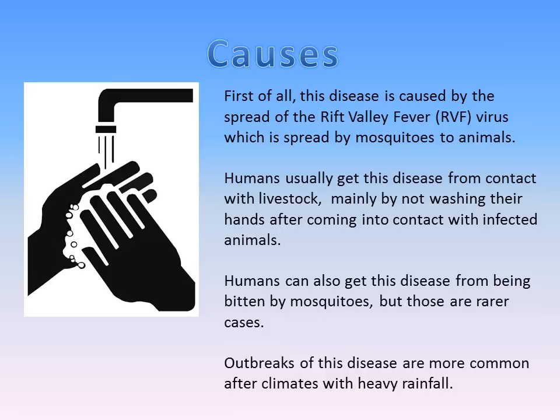Mosquitoes facilitate the spread of this virus through animals, and humans usually get this virus from contact with livestock, mainly by not washing their hands after coming into contact with the infected animals. It's very important for humans to wash their hands, especially when handling the meat and just being in contact with these animals. Humans can also get this disease from being bitten by mosquitoes, but those cases are much rarer, and it's way more common for humans to get this disease by coming in contact with contaminated animals.